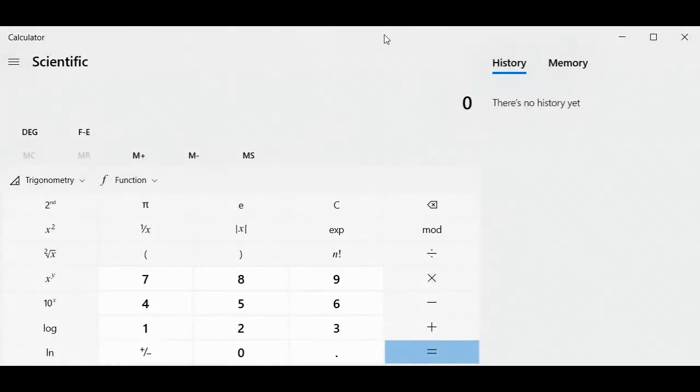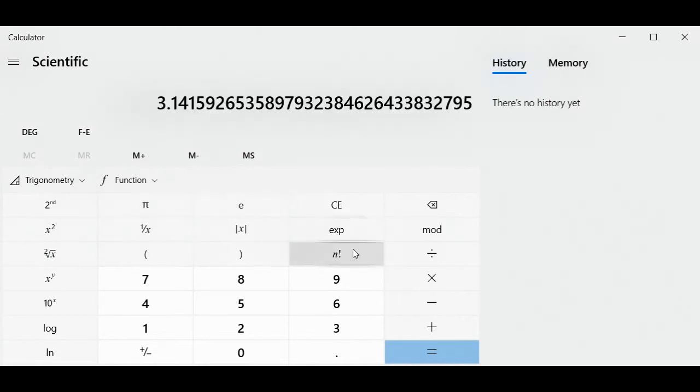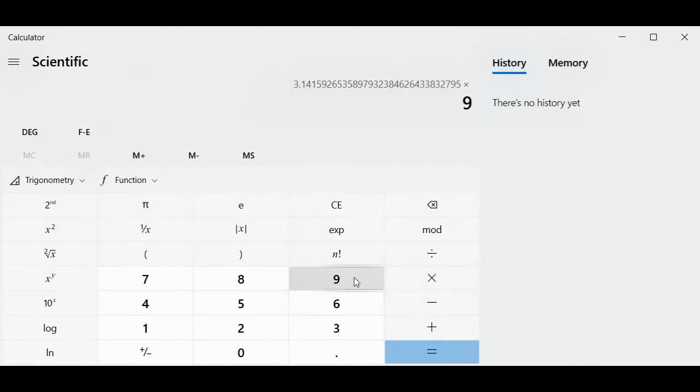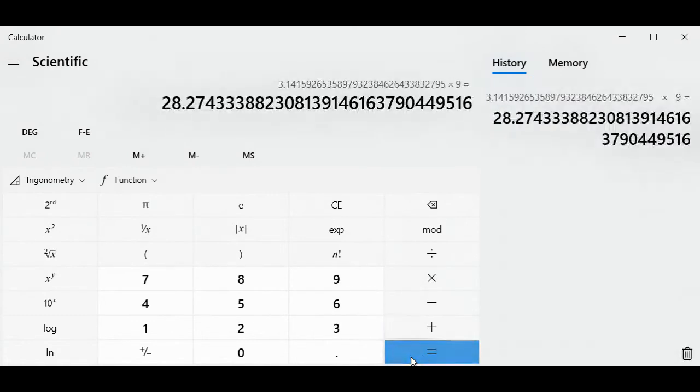So I'm using the calculator from my computer. Remember, this is our pi key, the Greek letter we type in, okay? Can you see it? Yes. Okay, pi. Then we do times, then 9. Enter. You are going to get something really long, but again, you're going to round it.